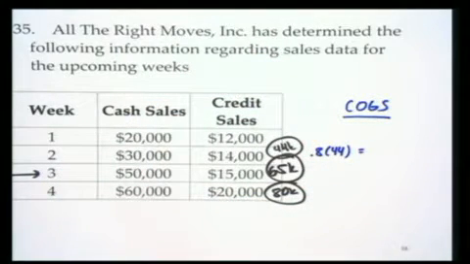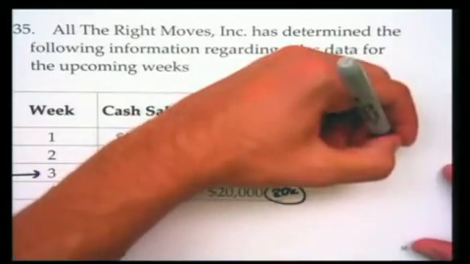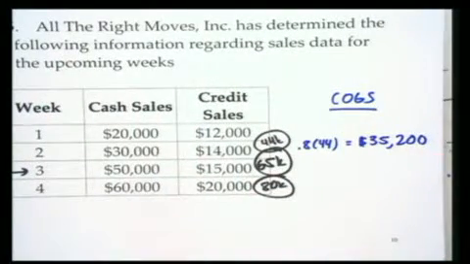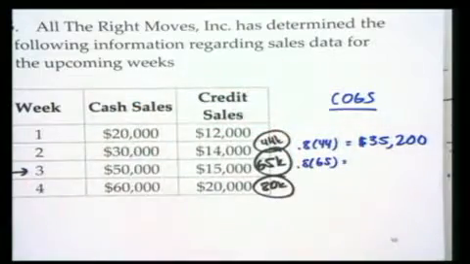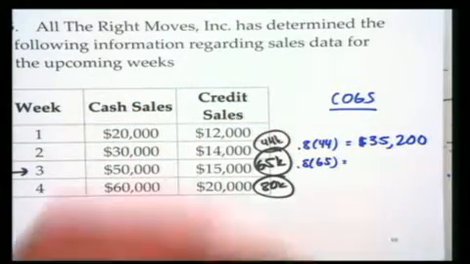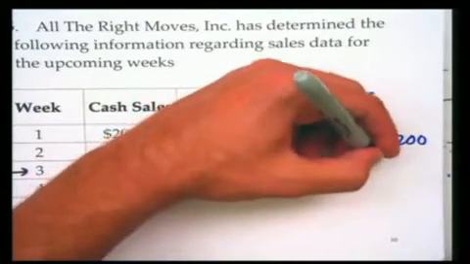of $44,000, right? 80% of $44,000 gives you $35,200. Similarly, what is 80% of $65,000, right? 80% of $65,000 is $52,000.